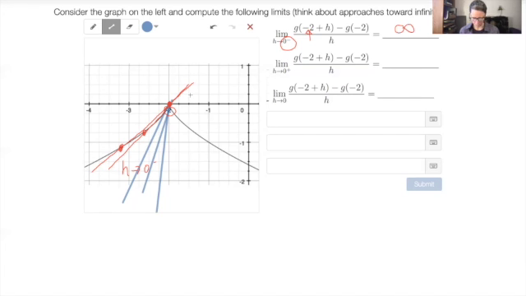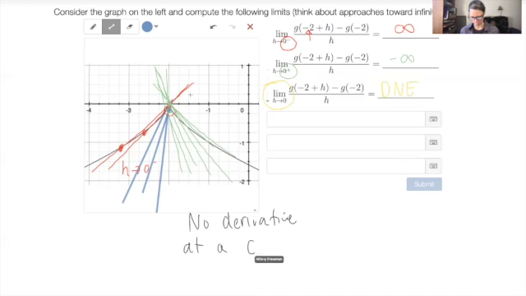And if we come from the other side, similar ideas. These secant lines are getting steeper and steeper and steeper, but they are negative valued. So we could say they are tending toward negative infinity. And then again, because the two one-sided limits do not agree, we'd say the two-sided limit does not exist. So the takeaway is there is no derivative at a cusp.